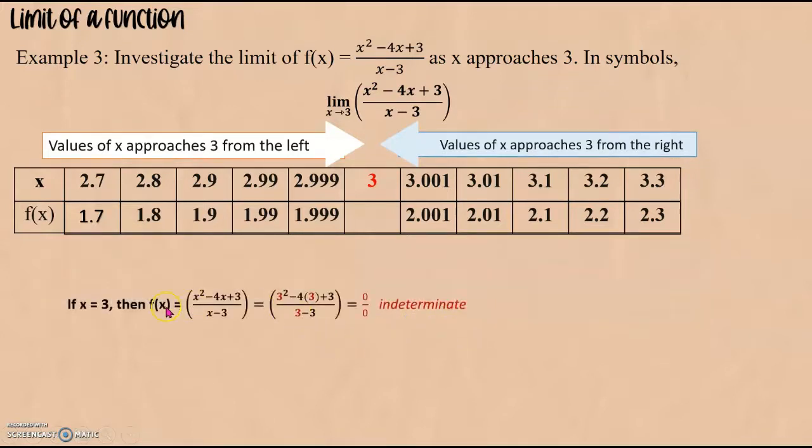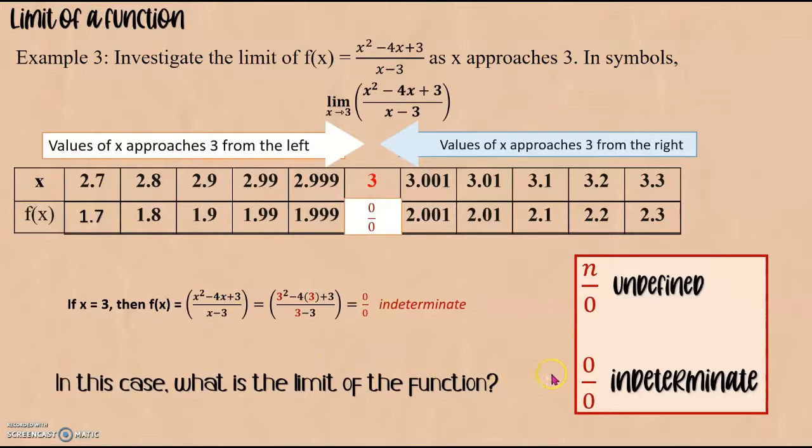However, when we evaluate the function when x is equal to 3, we will get 0 over 0. And 0 over 0 is indeterminate. Now remember that any number over 0 is undefined, and 0 over 0 is indeterminate. Since evaluating the function when x equals 3 gives us an indeterminate, in this case, what is the limit of the function?